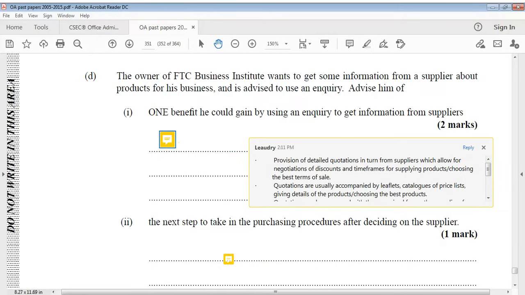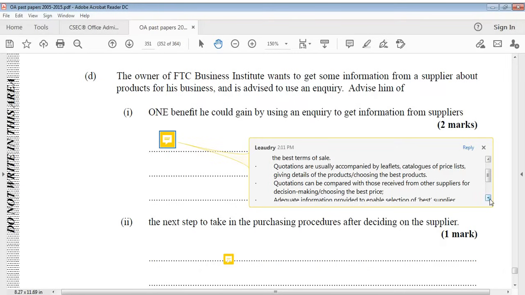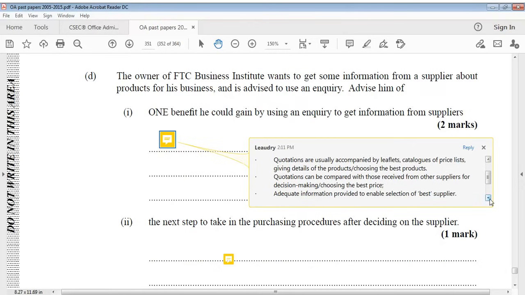1, provision of detailed quotations in turn from suppliers which allow for negotiations of discounts and time frames for supplying products or choosing the best terms of sale. 2, quotations are usually accompanied by leaflets, catalogs or price lists, giving details of the products. 3, quotations can be compared with those received from other suppliers for decision making or choosing the best price. 4, adequate information provided to enable selection of best supplier.